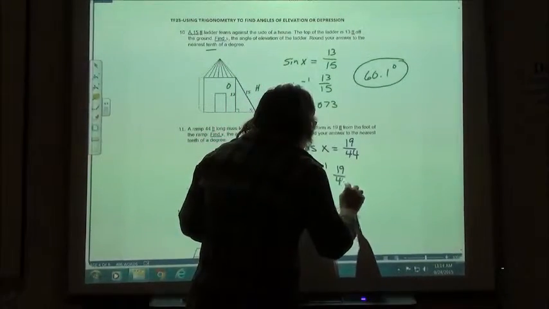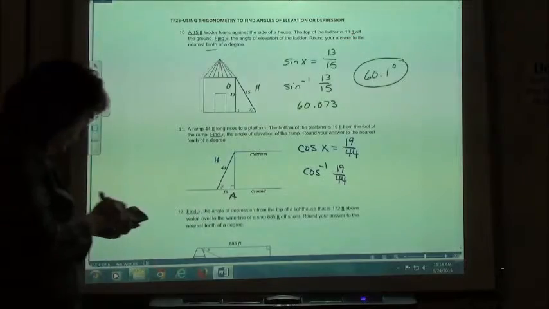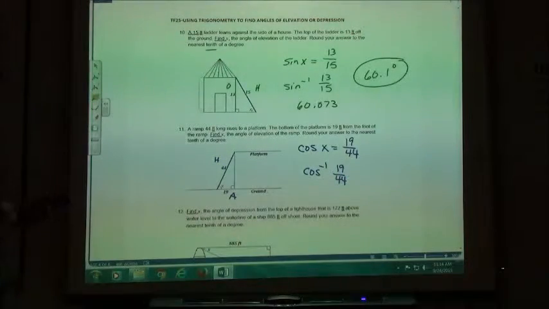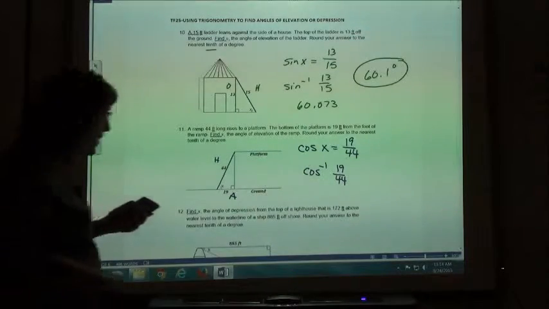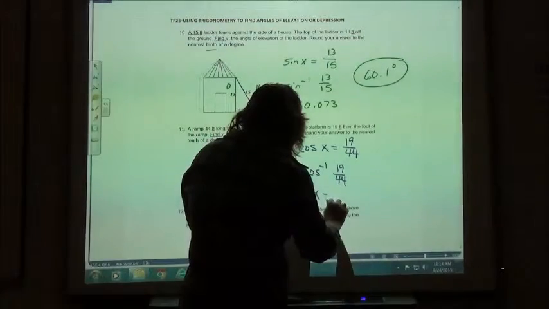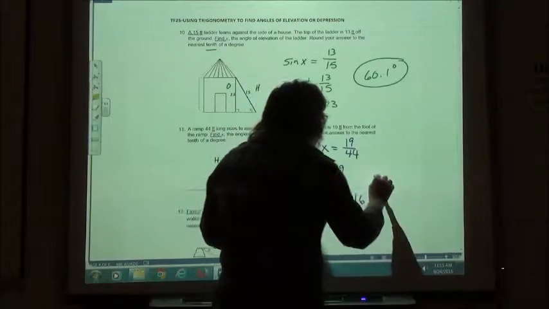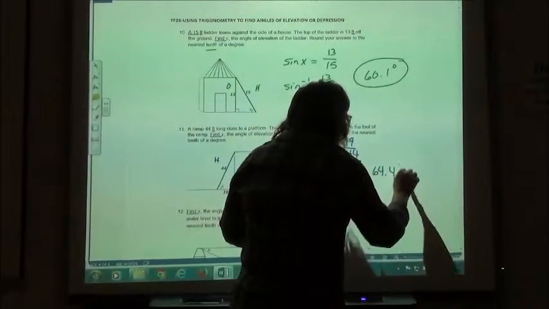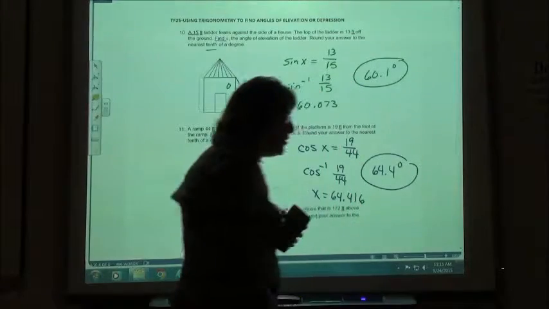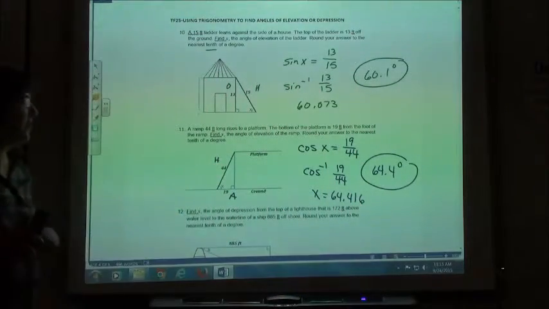of 19 over 44. So shift cosine 19/44, and x is going to be 64.416, which rounds off to 64.4 degrees for our answer for what is the angle of elevation.